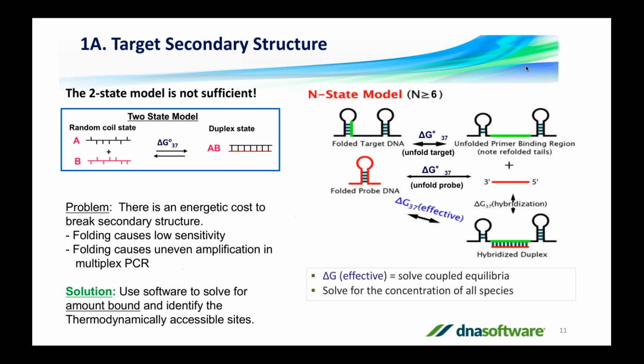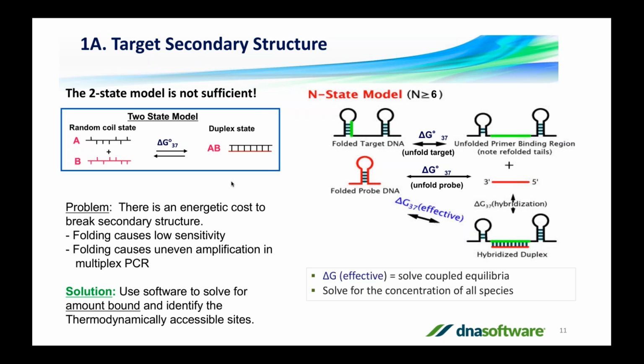All right, so let's first talk about target secondary structure. Most users, when they are considering primer hybridization, use a two-state model, and they may even use some of the work that we published many years ago now, like the nearest neighbor model, to predict the difference in energy between the random coil state and the duplex state. Now, it turns out that that model just is not sufficient to really predict what's going on.